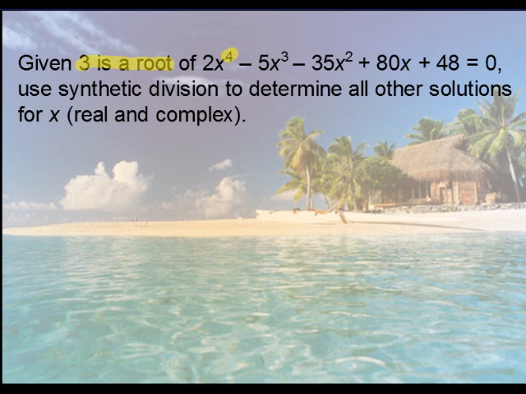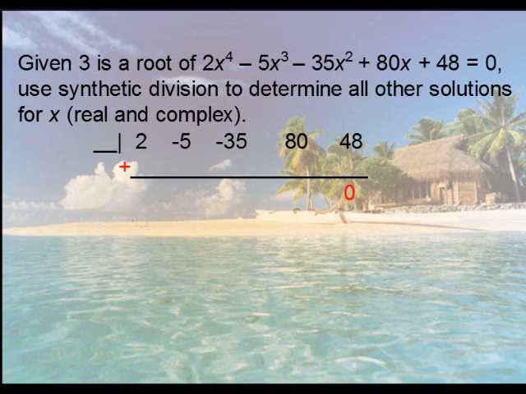Since we're going to be using synthetic division, let's first examine our equation here to make sure that we have all the terms. Counting down, we have x to the 4th, 3rd, 2nd, 1st, and then x to the 0. So we have them all, which means we're not going to have any zeros here in our setup.